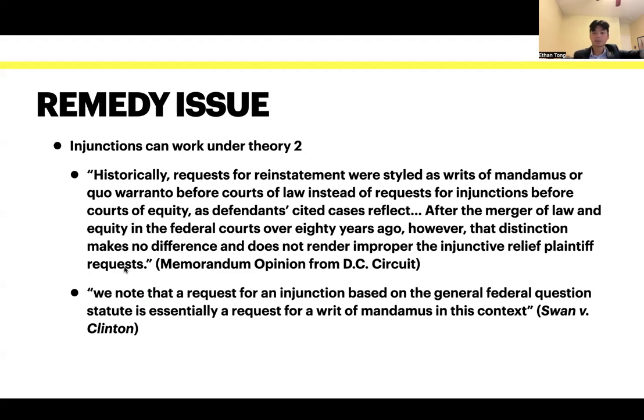In other words, because of the merger of law and equity, you could ask for an injunction under the combined powers of law and equity. It's that green color that I was showing you. It's just from the combined court overall, you can ask for an injunction. And this case is in our packet, Swan v. Clinton, and they say, we note that a request for an injunction based on a general federal question statute is essentially a request for a writ of mandamus in this context. So asking for an injunction is essentially asking for a writ of mandamus because of the merger of law and equity.